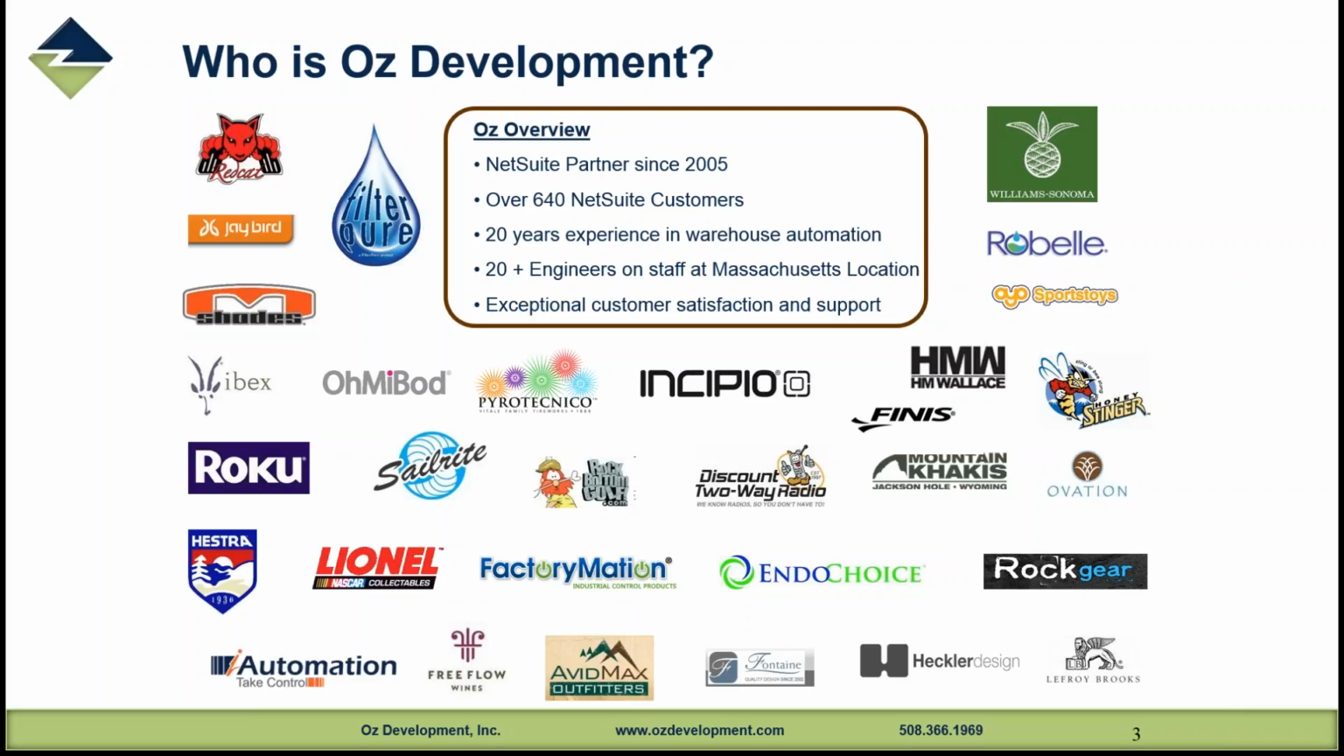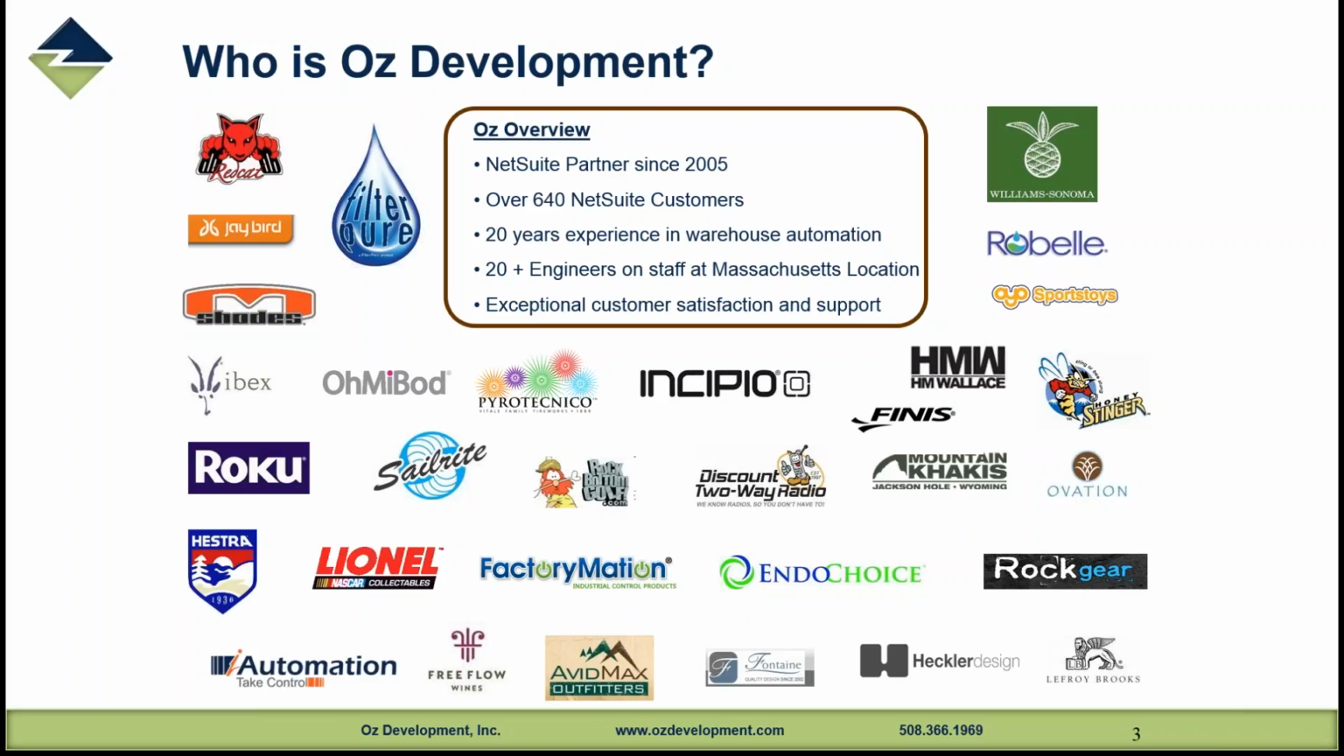Oz is based in Massachusetts, and our entire team sits here. We've got over 20 years of general warehouse automation and integration experience. And we've got a strong team of engineers and support people sitting here in our offices outside of Boston, Massachusetts.